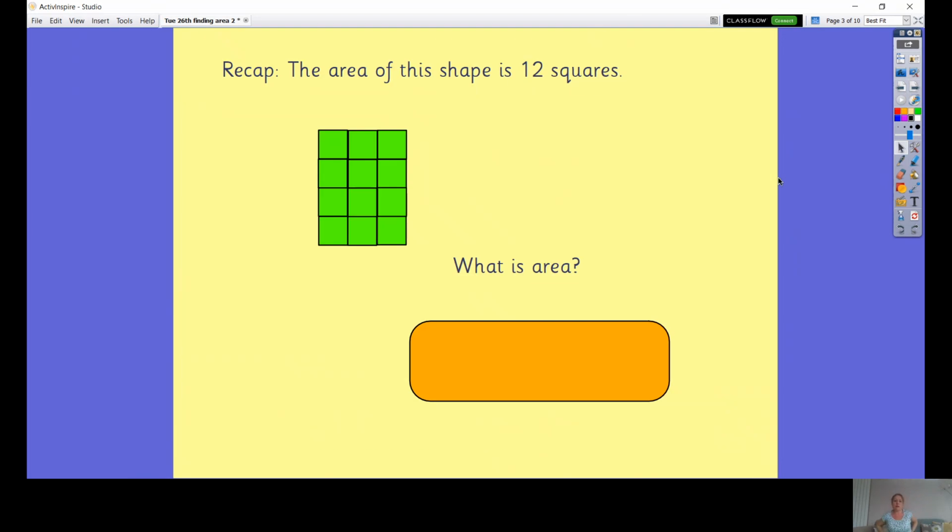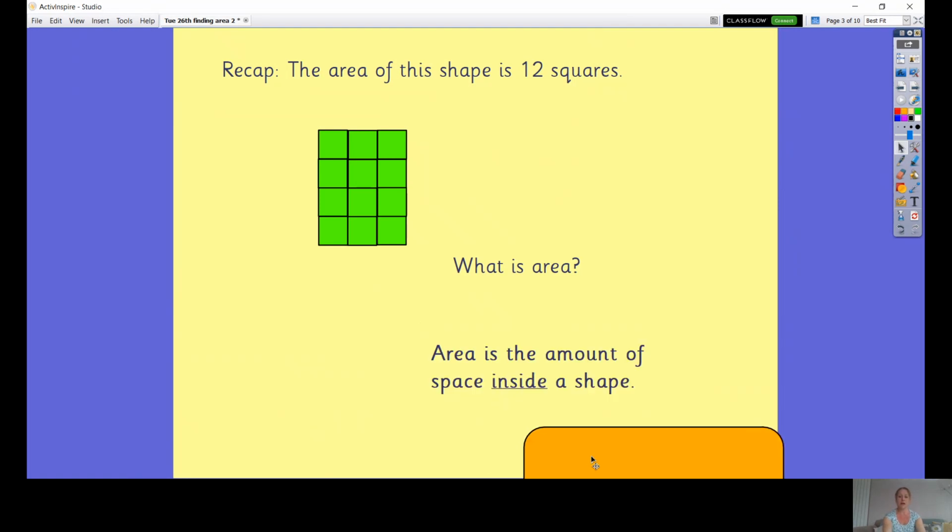So just to recap, in yesterday's lesson we talked about the area. And we said that the area is the amount of space inside a shape. So if we're thinking about the playground, how much space to run around, or how big a piece of chocolate you've got, or how big a rug is on your living room floor. So it's the area in the middle, okay? Not to be confused with the perimeter, which is the rim, which is round the edge. So the area is the space in the middle.